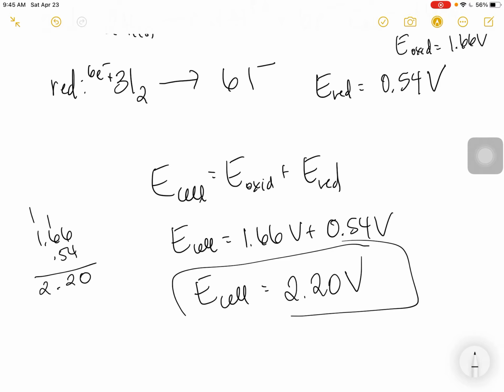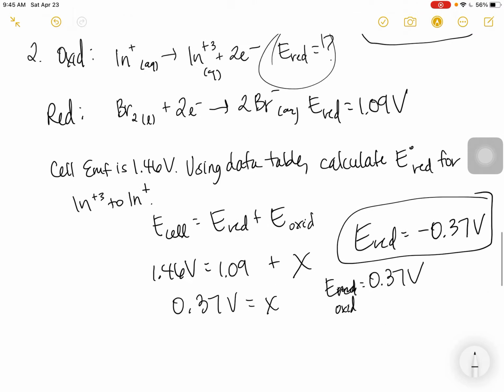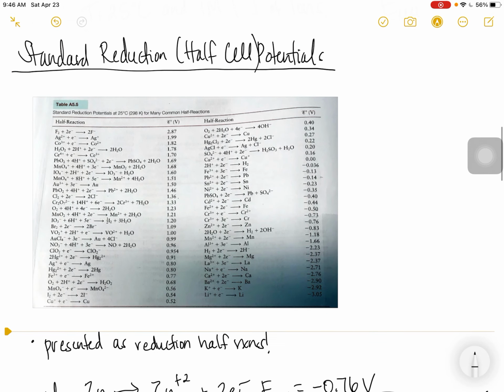Okay, so that's how you can use standard reduction potentials to find E of the cell. And the only thing you have to keep in mind is that any number you're given in a table is going to be a reduction.